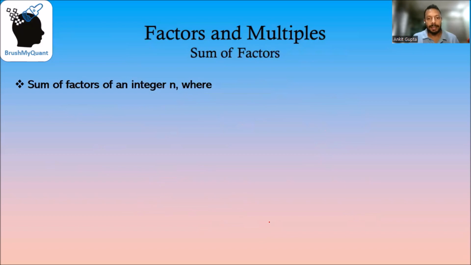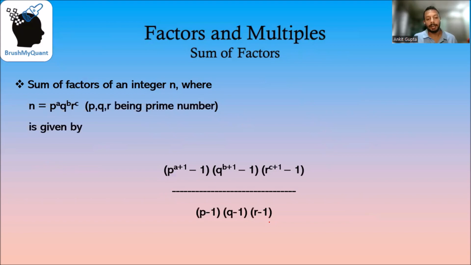Now let's understand how we can find the sum of factors of a given number. To find the sum of factors of a given number, again we need to write the number as a product of powers of prime numbers. Let's say the number n can be written as p raised to a multiplied by q raised to b multiplied by r raised to c, and the sum will be given by p raised to a plus 1 minus 1, multiplied by q raised to b plus 1 minus 1, multiplied by r raised to c plus 1 minus 1, divided by p minus 1 times q minus 1 times r minus 1.